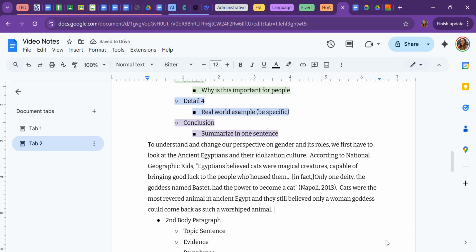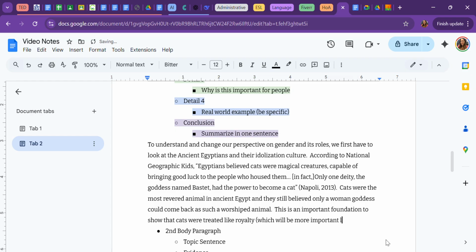Why is this important for people? This is an important foundation to show that cats were treated like royalty, which will be more important later. But they still associated them with females. Okay. So that's my detail 4.